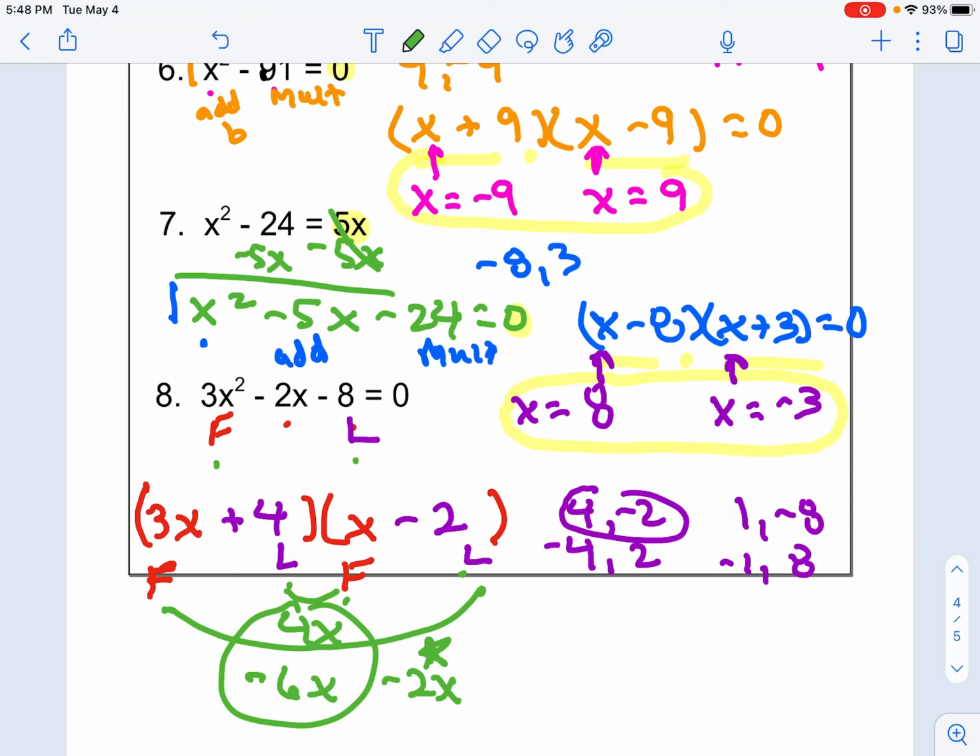Now, I guessed right the first time, but if that combination didn't add up to the middle term right here, then I would probably first switch the order and put the 4 last and the -2 in the first parenthesis with the 3, and that would give me a different result. And if neither of those worked, and switching the signs, I would try my other pair of factors, 1 and -8.